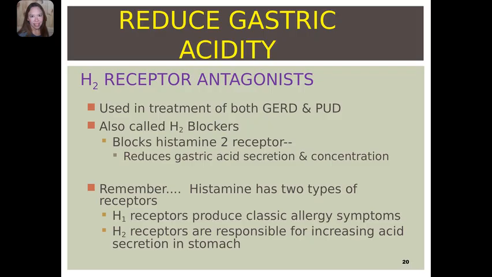Remember, though, histamine has 2 types of receptors. I'm sure you've heard of histamine prior to this, and histamine 1 is going to be the receptor that produces those classic allergy symptoms. We're going to talk more about those allergies when we are talking about the respiratory system and treating disorders of the respiratory system. So when we're talking about the stomach here, we're talking about histamine 2 receptors, and those are the ones responsible for increasing that acid secretion in the stomach.